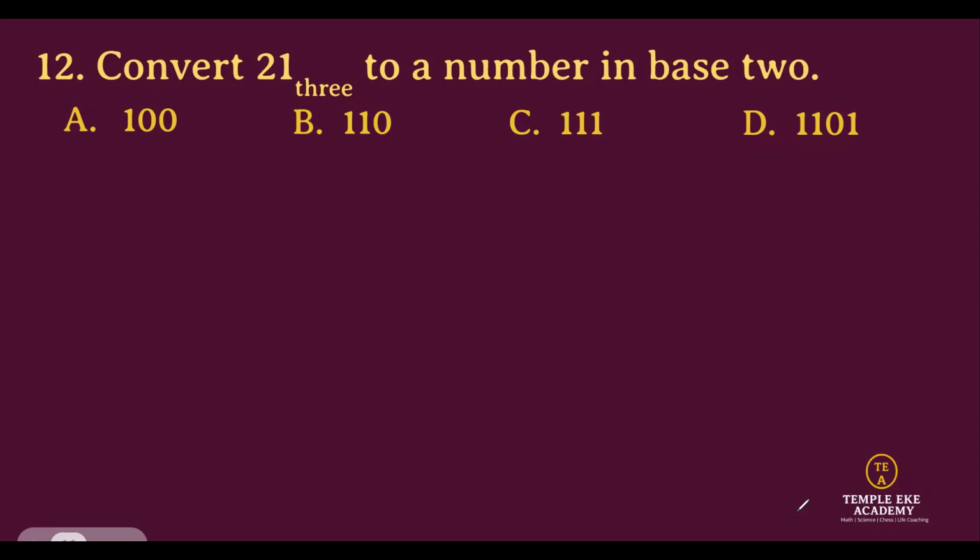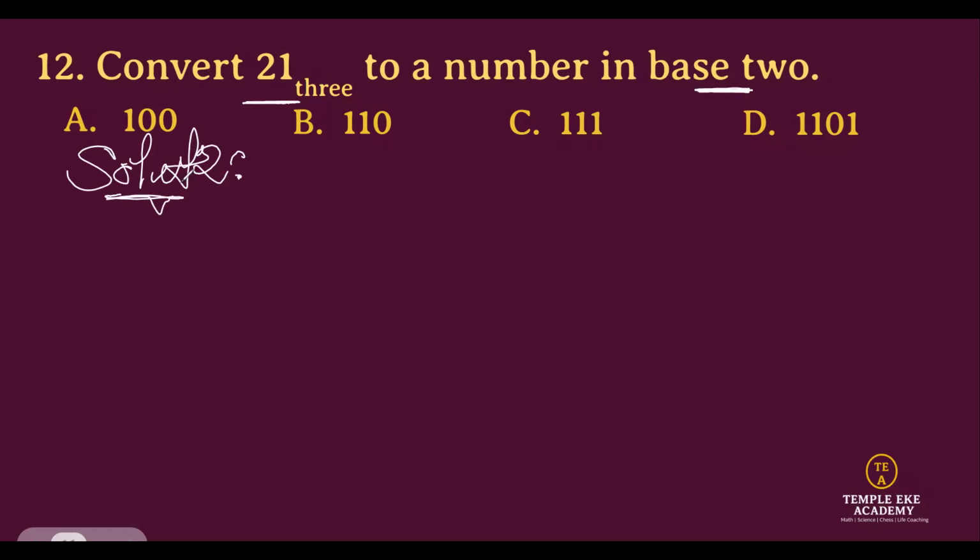Right, we are expected to convert 21 base 3 to a number in base 2. This is interconversion between bases, but we have to go through base 10, then to base 2. So let's convert 21 base 3 to a number in base 10 first. Let's get straight into the solution.